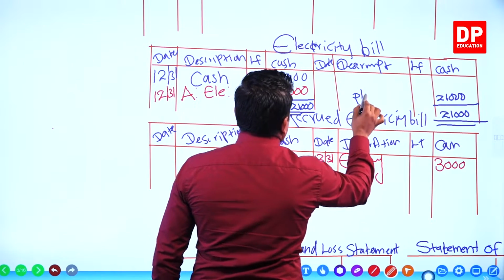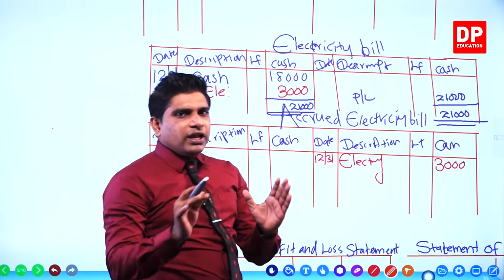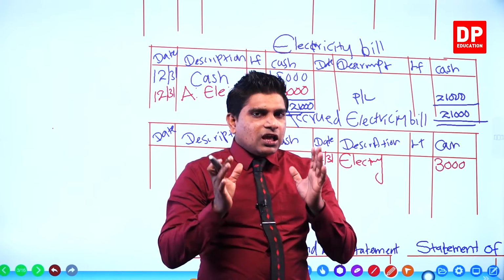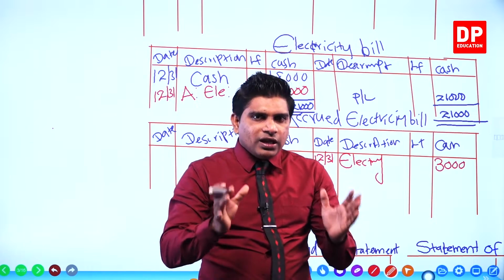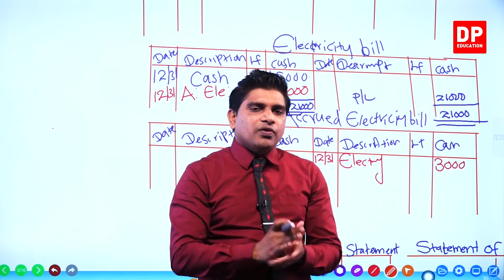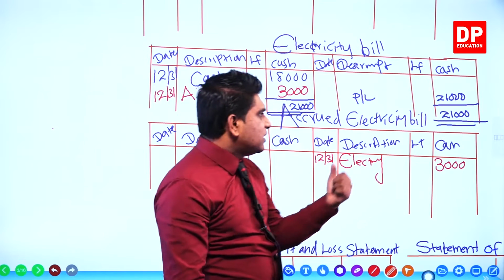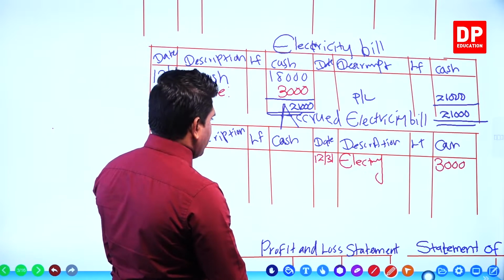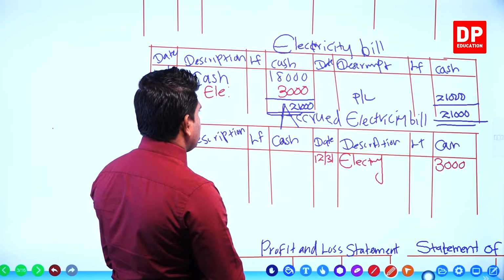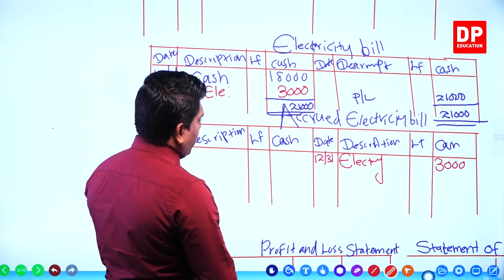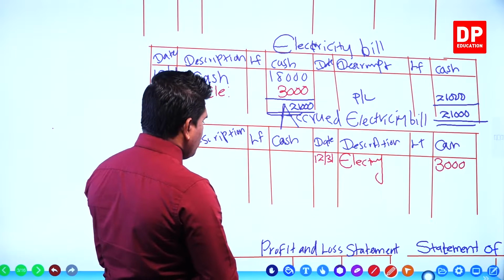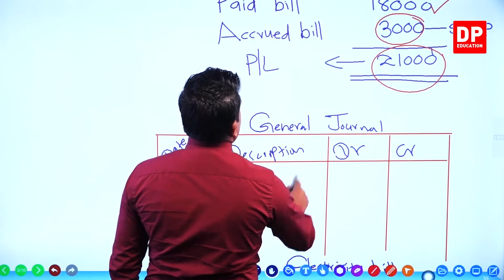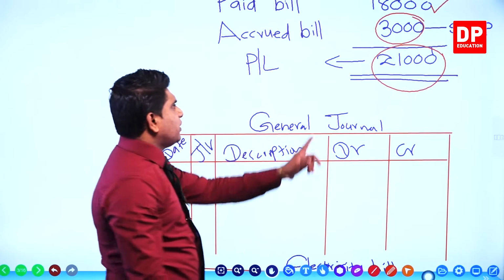Profit and loss statement. Remember, every time after recording the adjustment details in the ledger accounts, every income account and every expense account we transfer to the profit and loss statement. That's why we transfer this one to the profit and loss statement, right? Now if you want, you can see the above calculation, we got it now, 21,000.